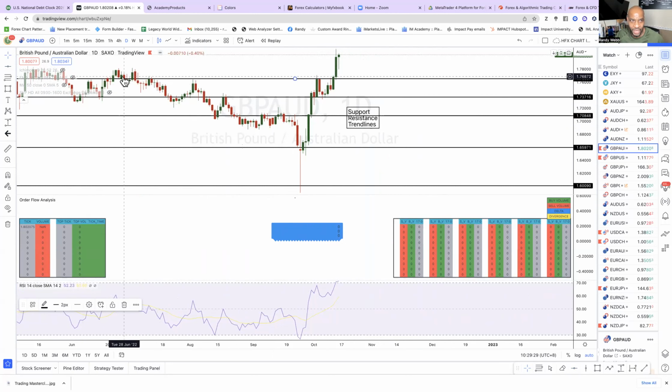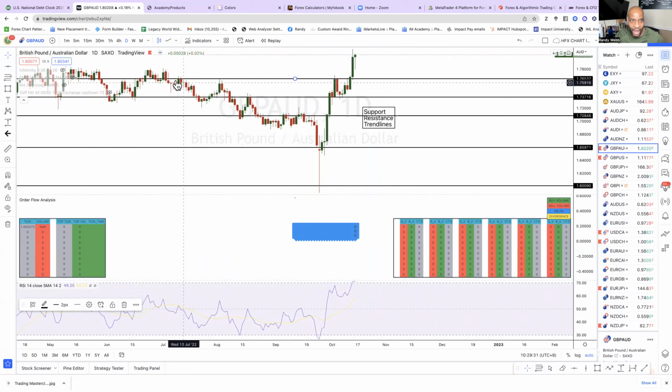All right, so for example, this is a downtrend here. I would be looking for opportunities to sell inside the market. And we'll talk about the points at which you should sell.